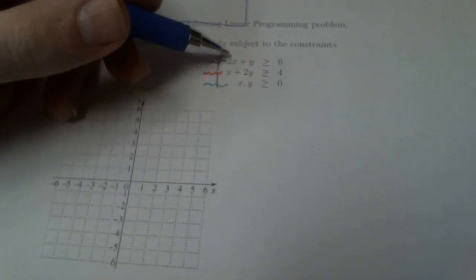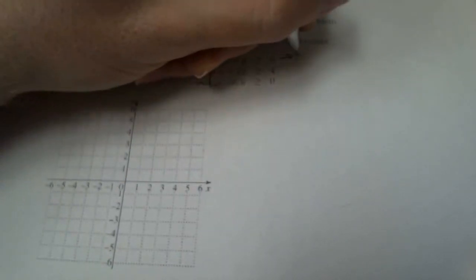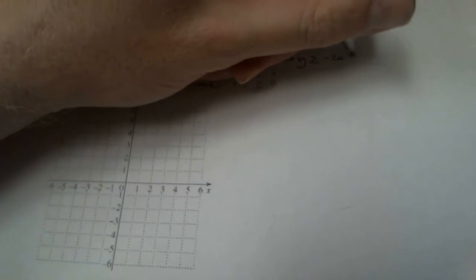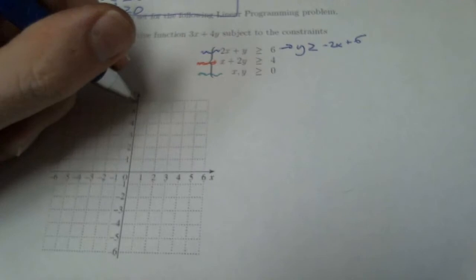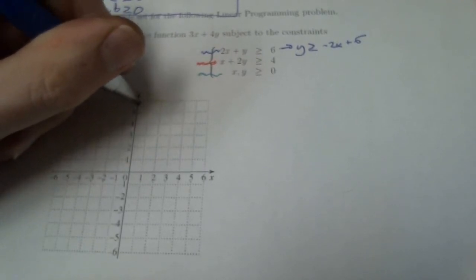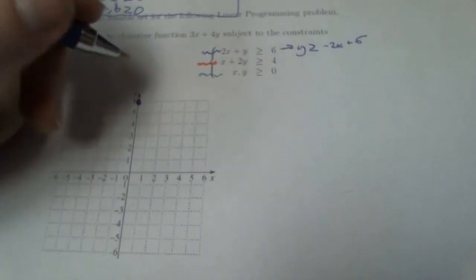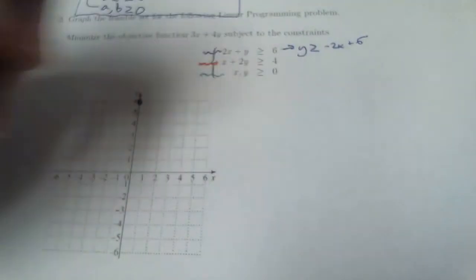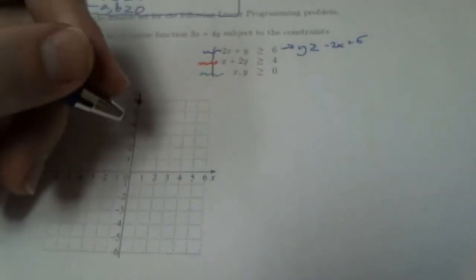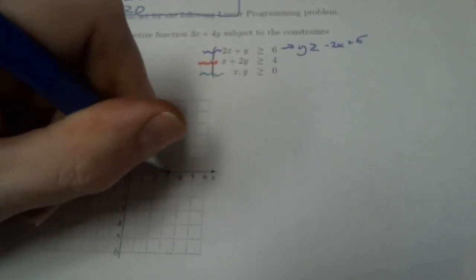All right, so this first one, we have 2x plus y is greater than or equal to 6. We can rewrite this in slope-intercept form just to make it easier for me to graph it, as y is greater than or equal to negative 2x plus 6. So we just subtracted 2x from each side to solve for y. My y-intercept is 6. And then for my x-intercept, if I plug in a 0 for y, I end up with 0 equals negative 2x plus 6. So you'd add 2x, divide by 2. So we end up with an x-intercept of 3.